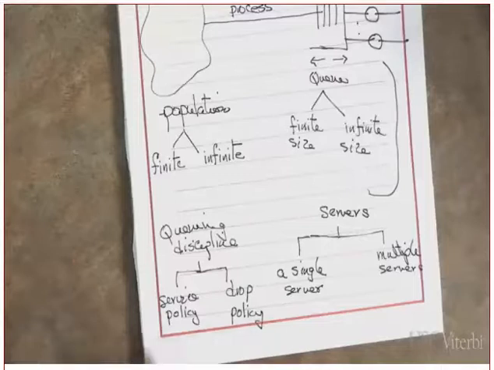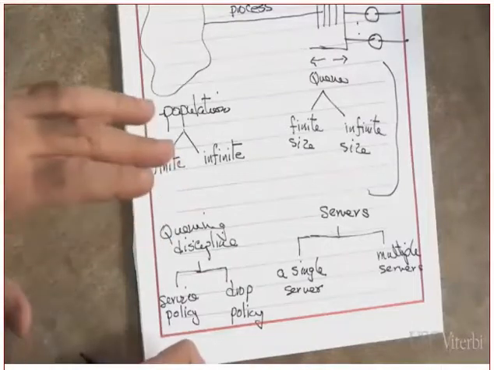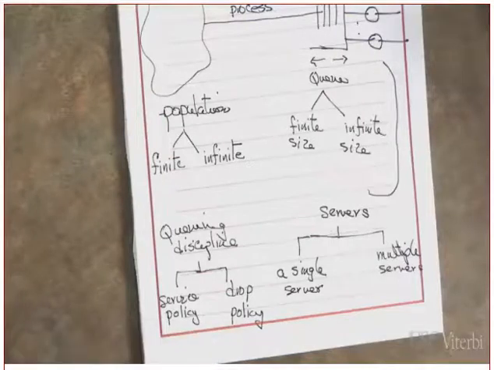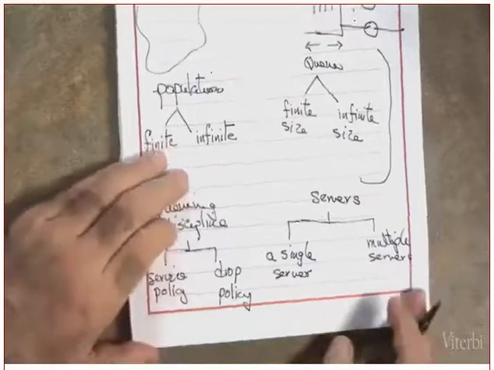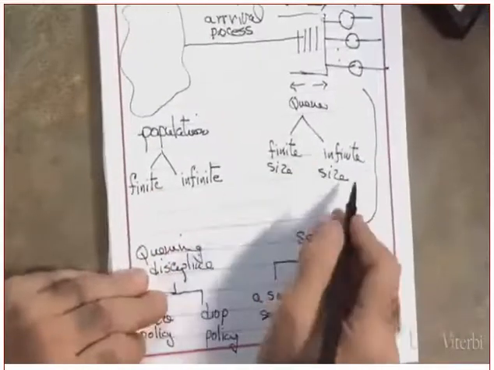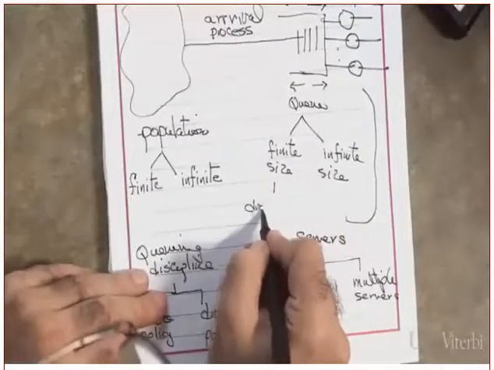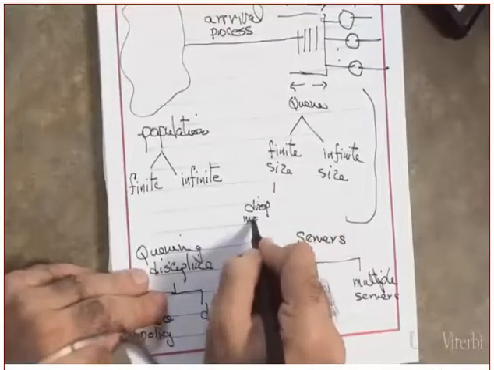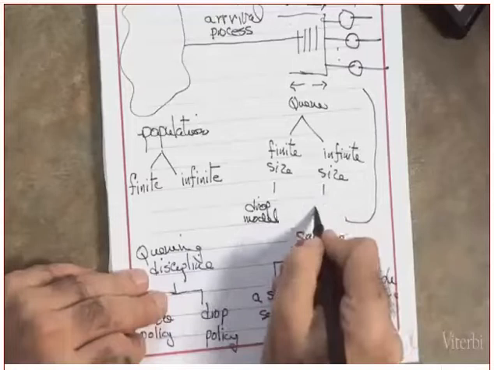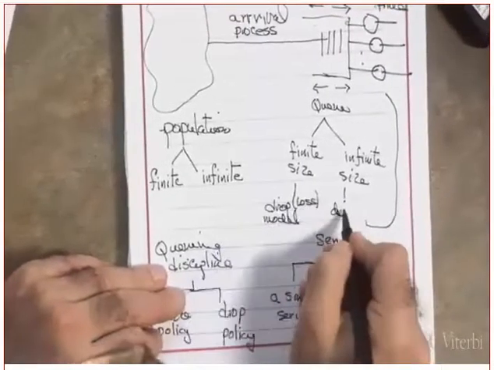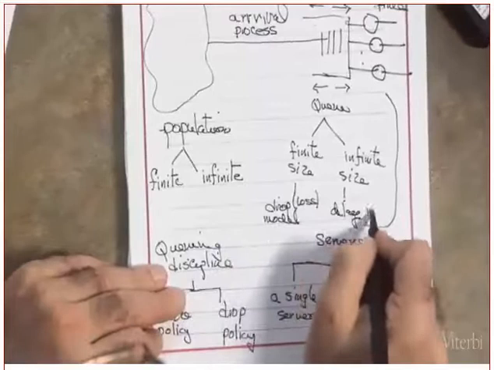A dropping policy is, for example, last come, first drop. Why do I drop the last one that comes? Because the queue has become full. Now, when the size of the queue is finite, this one is a drop or loss model. This one is a delay model.